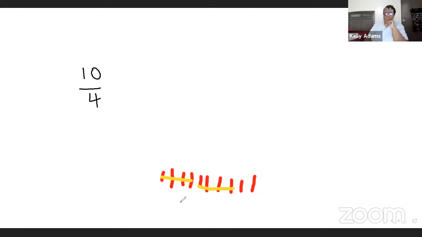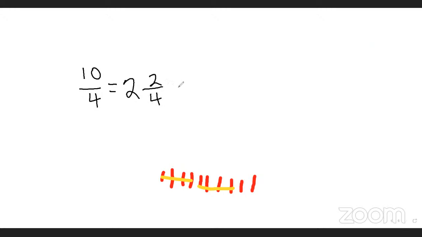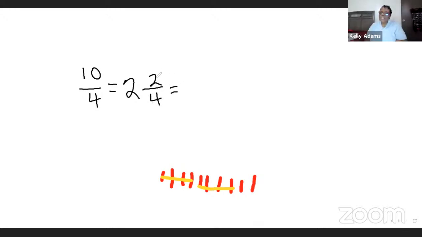How many sets of 4 did you mark off? 2. Oh, okay. You talking to me like I'm dumb. Hold on, boo. 2. Okay. So I know my denominator is 4. How much do I have left over? 2. So my answer can't just be 2/4.